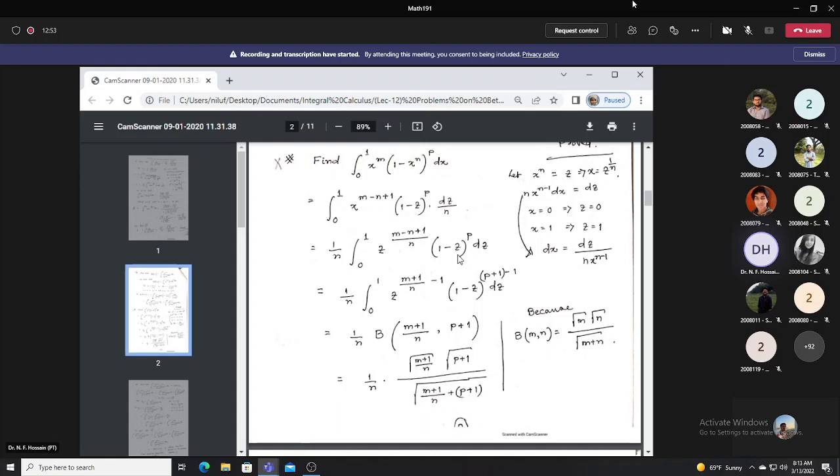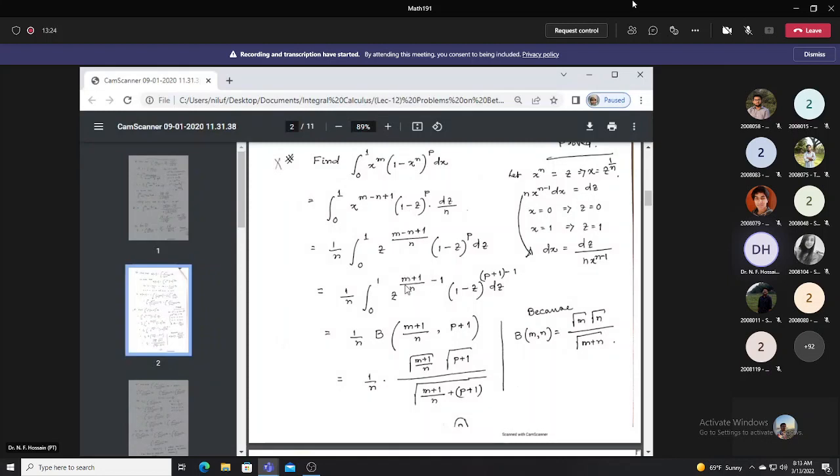The definition of the beta function was x to the power m minus 1 into (1 minus x) whole to the power n minus 1. So here we try to get something like n minus 1. So (1 minus z) whole to the power, let us write it p plus 1, so minus 1. So here n is p plus 1. And what should be your m? Okay, you separate the terms like this: (m plus 1) divided by n, then minus n by n, which is 1.